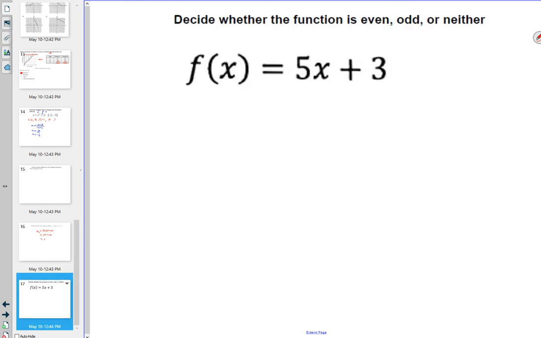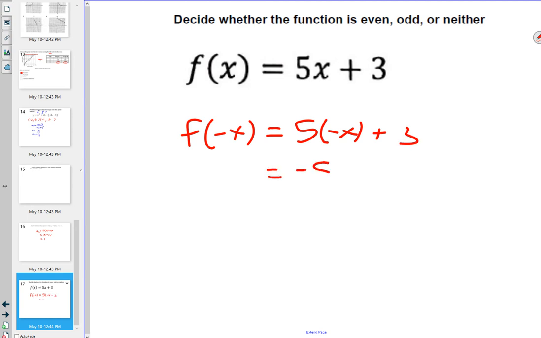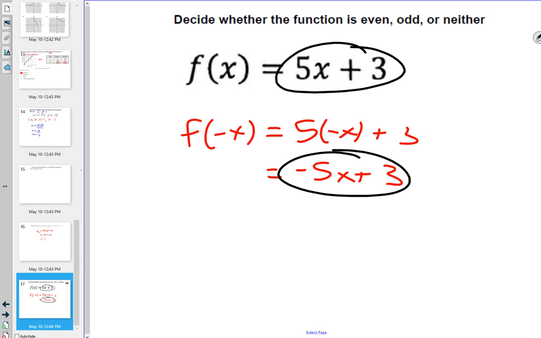Finally, even, odd, or neither. We went over these recently. The way you check is to plug in a negative x for x. If I do that, I get negative 5x plus 3. Are all the terms the same? Does this look exactly like this? No. But are all the terms different signs? If they looked exactly the same, it would be even, but that's not the case. If they all had different signs, it would be odd, but that's not the case because only the 5x changed sign. So this one would actually be neither.